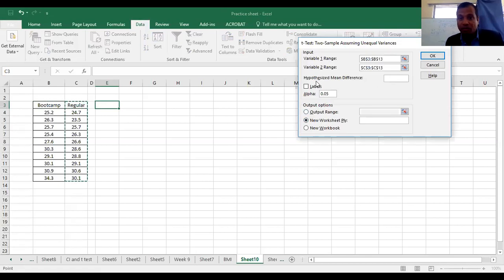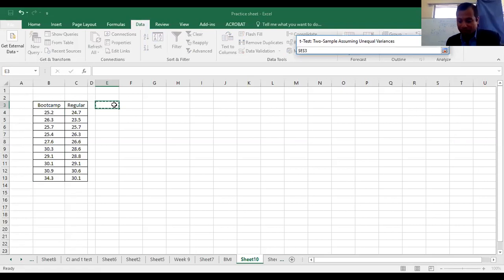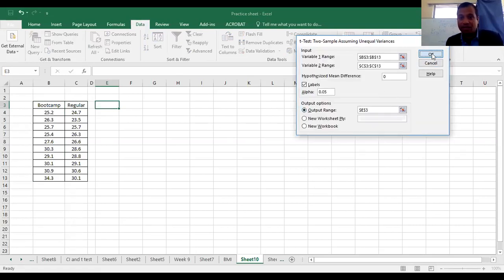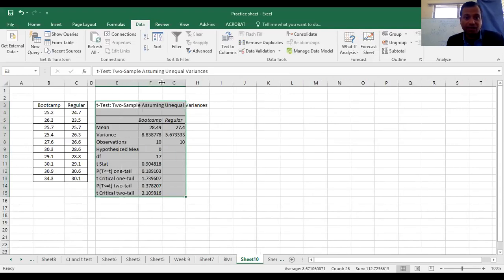Yes. Okay. What is the hypothesized mean difference? In this case, mu1 minus mu2, 0. Alpha value at 0.05. We are including the label. I have included the label, so tick that one. Output range, I wanted to have over here. Let's see what is coming out. Yes. See, the result is in front of you.